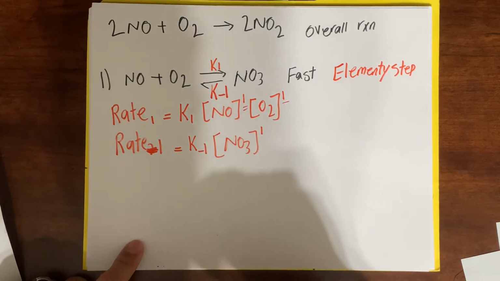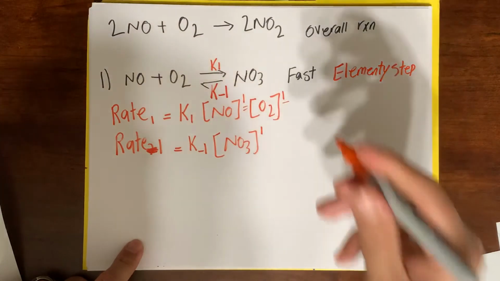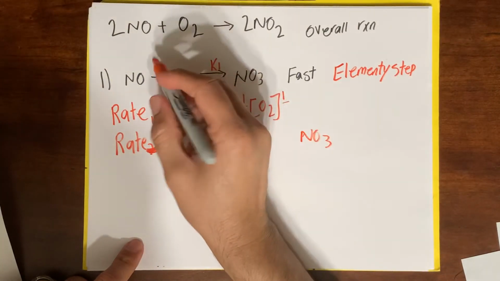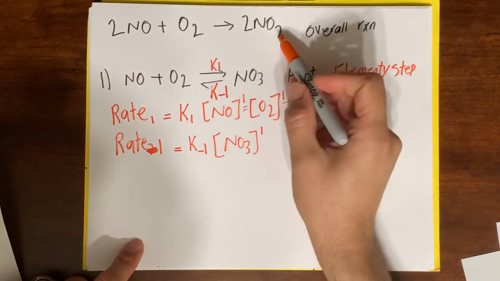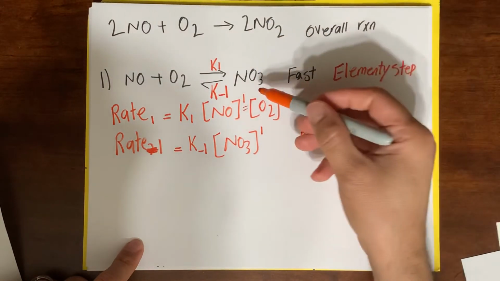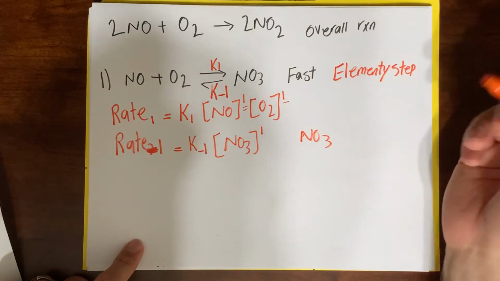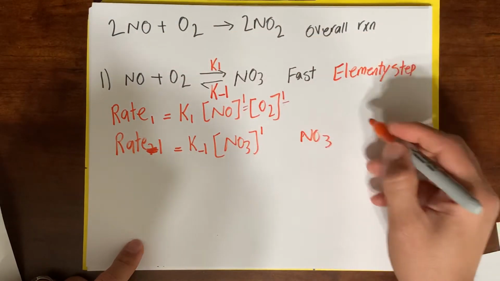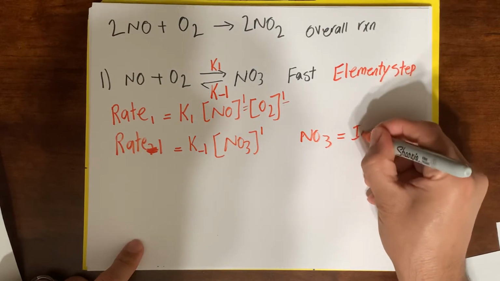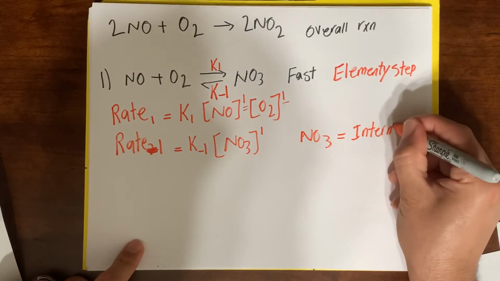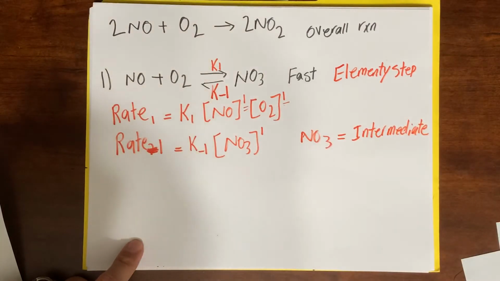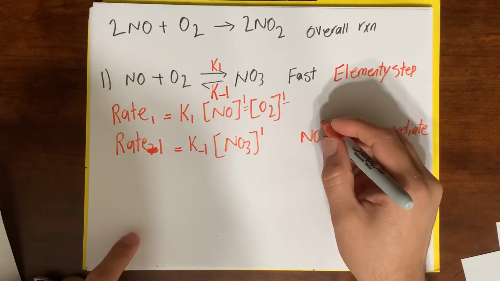Okay. Next thing is NO3. We don't have it either inside the reactant side or the product. We are generating NO3 and we will use it later on. Because we don't have it either on the reactant or a product side, we call it intermediate. Okay. NO3 is an intermediate compound.